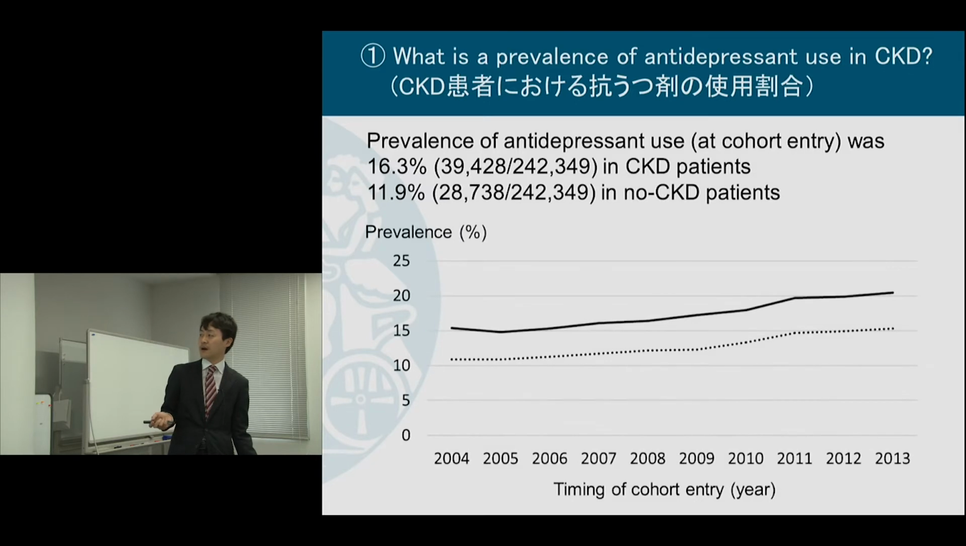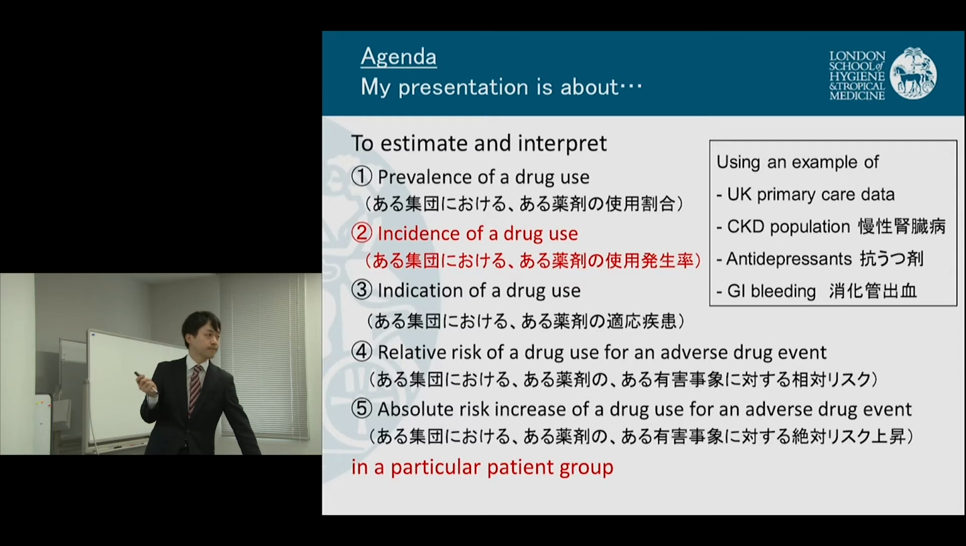And stratified by timing of cohort entry, the association was nearly parallel over time, so nearly 1.5 times always. So now I would conclude more confidently that in patients with CKD, the prevalence of antidepressant use is higher than in the general population with the same age and sex in the same GP practice. Okay, so do you have any questions?